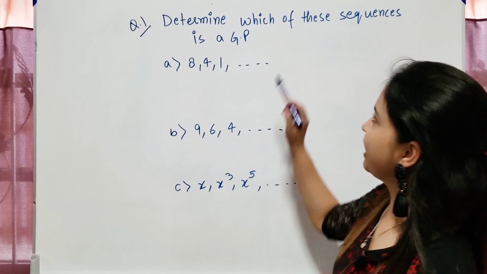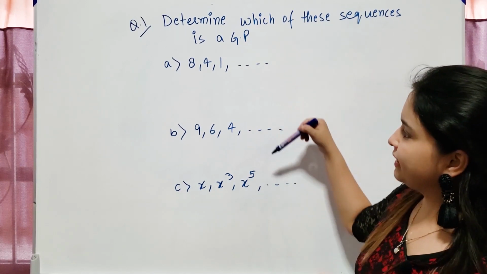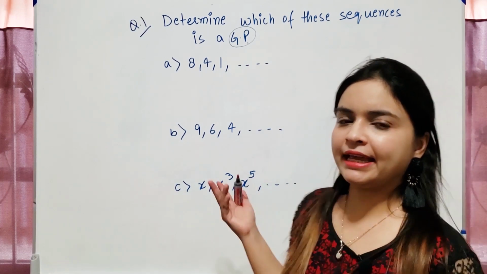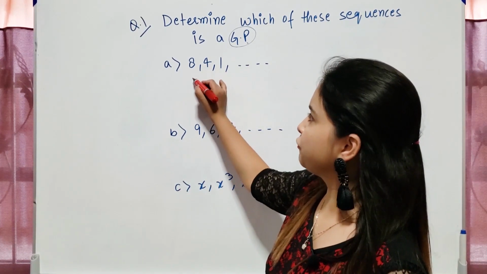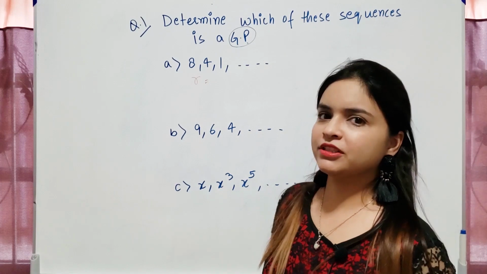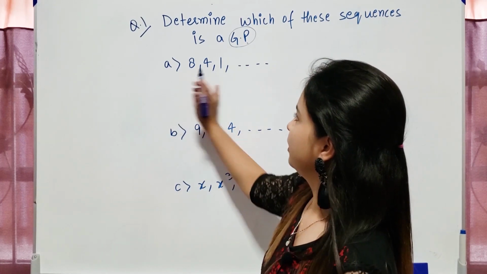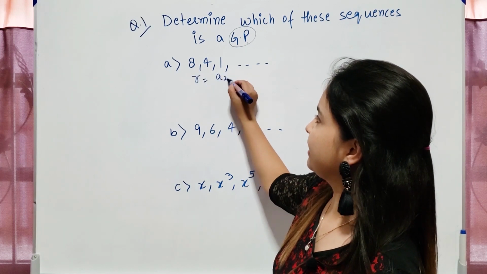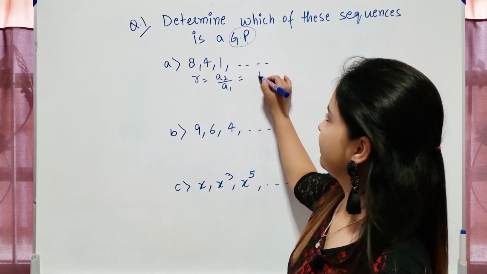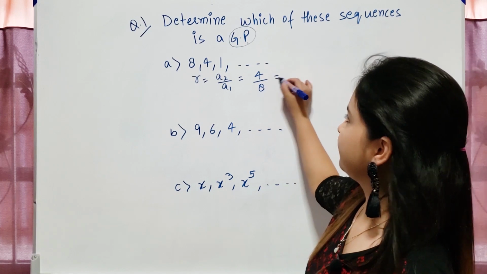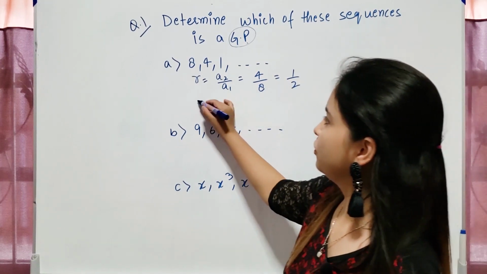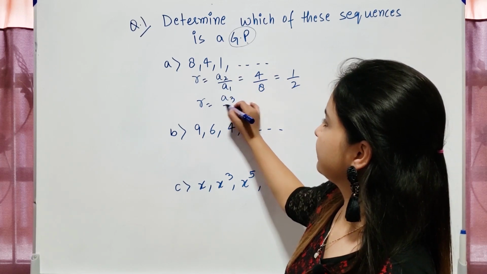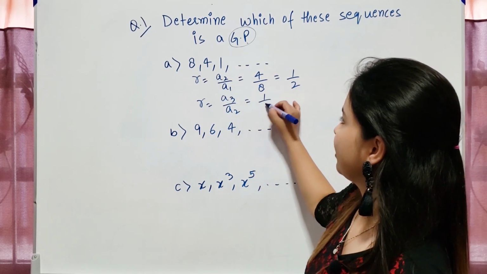Look at another example. Look at question number 1. In this question, we have to check which of these sequence is a GP. Okay. So to check any sequence, we need to find R, which is the common ratio. Now first find R using second term and the first term. You will get 4 over 8, which is 1 over 2. Now again find R using the third term and the second term, which is 1 over 4.